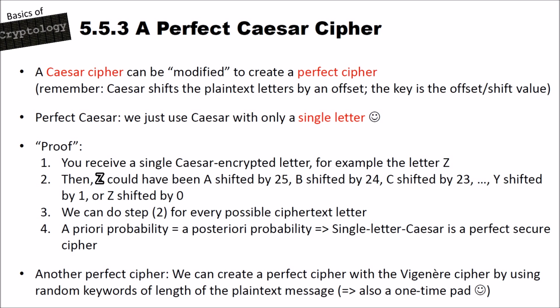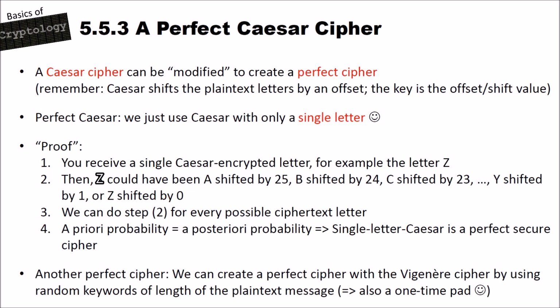And what is a perfect Caesar cipher? A perfect Caesar cipher is that we just use a Caesar cipher with only a single letter. And yeah, we can argue now how much information you can send. In fact, you can only send 26 different messages, A to Z. But of course, you can assume that you use these messages as code words. For instance, A means attack the enemy, B means fall back, C means we need supplies, and so on.